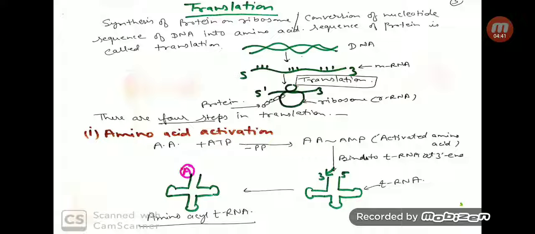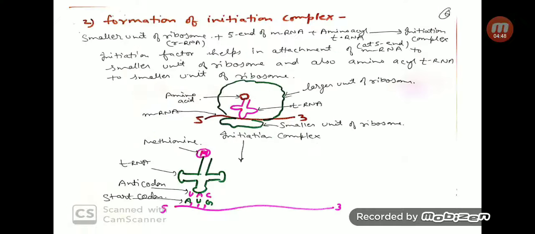particularly at the 3' end of the tRNA, and form amino acid-tRNA as shown in this figure. Second step is that there is formation of the initiation complex. It requires 3 things: amino acid-tRNA, which was formed in the last step; second is the smaller unit of ribosome; and third one is the 5' end of mRNA. These three form the initiation complex as shown in this figure.